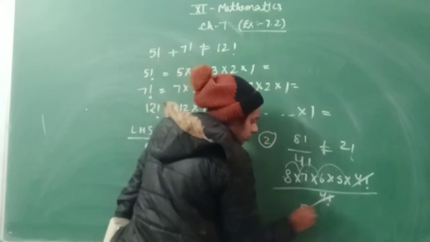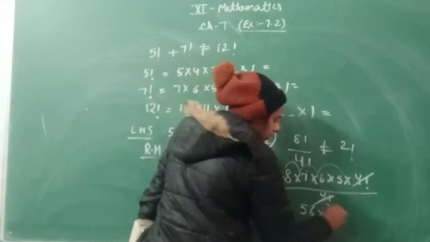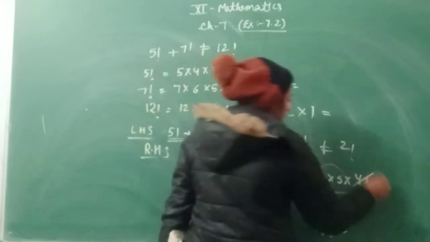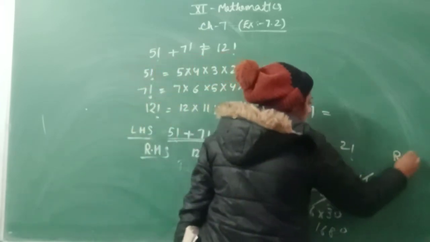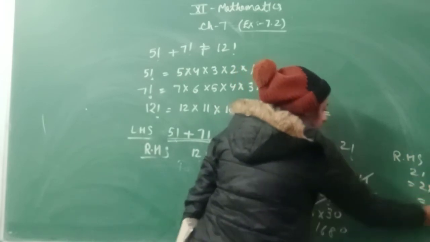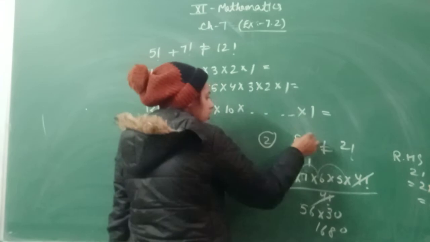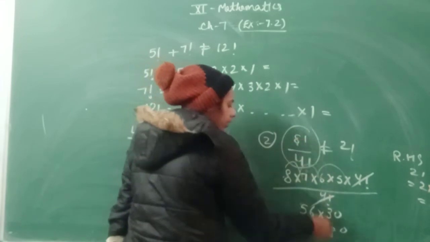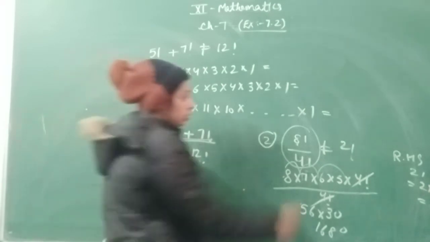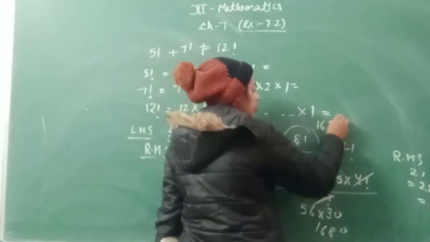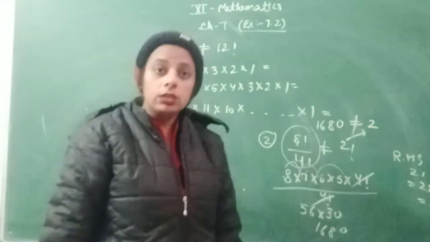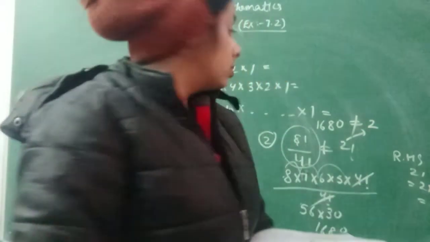8 into 7 is 56, 5 into 6 is 30, 56 into 30. You will have 1680, and on the right hand side you will have 2 factorial, that is 2 into 1, it's 2. Either you can check that the left hand side has the value 1680, and the right hand side has 2, which is not equal. Clear? So it's proved here.